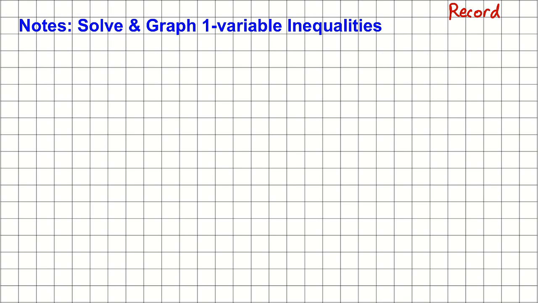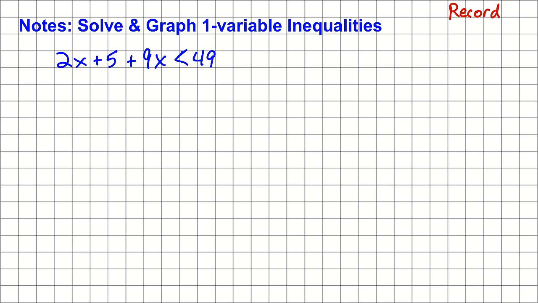And the first example, let's do 2x plus 5 plus 9x is less than 49. All right, so that's what we're going to do first.